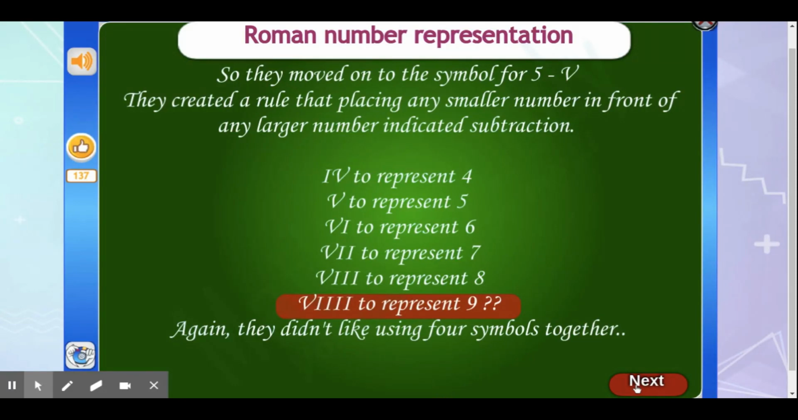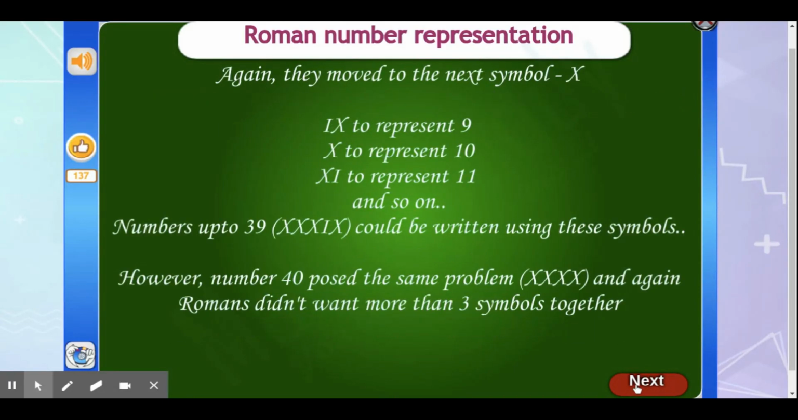And again, what will be the next number? It will be V followed by 4 I's, right? Again, 4 of these things cannot get repeated. So what do you do? You look at the next Roman numeral. What is the next Roman numeral? It's X, which represents 10. Again, to represent the number just before 10, you put one I and then an X.